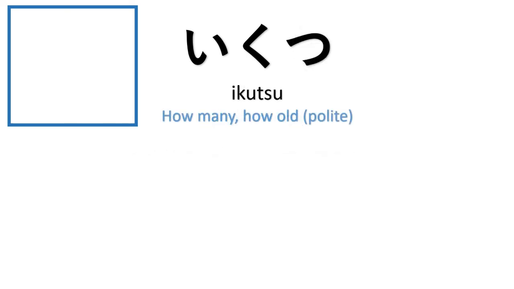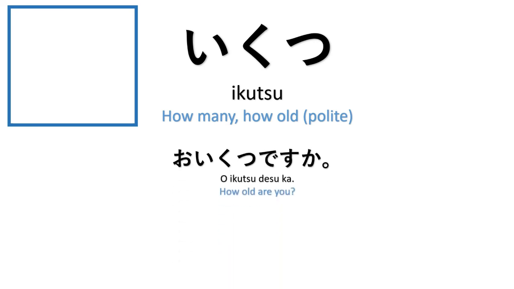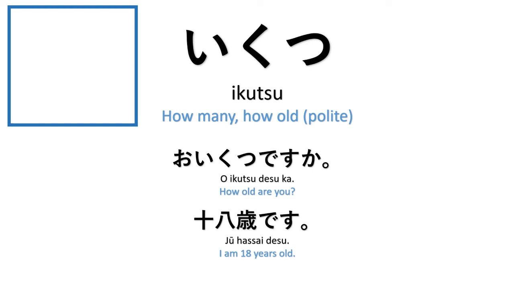Next is ikutsu. Ikutsu means how many or how old, and this is the polite form of asking how old somebody is. おいくつですか？How old are you? 18歳です。I am 18 years old.